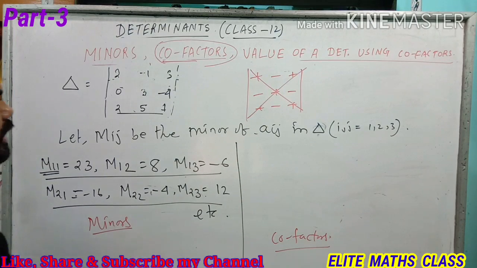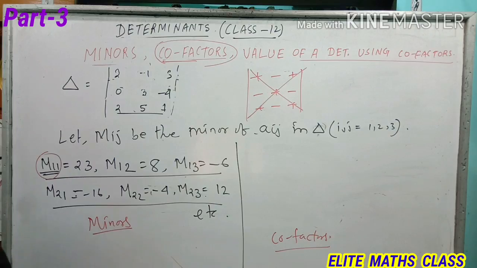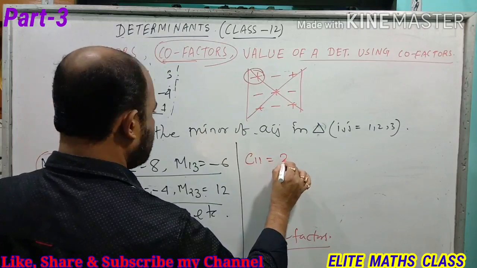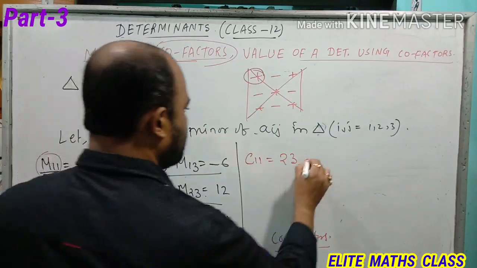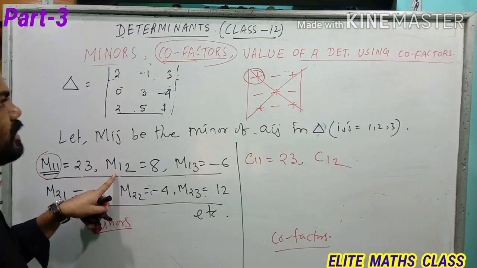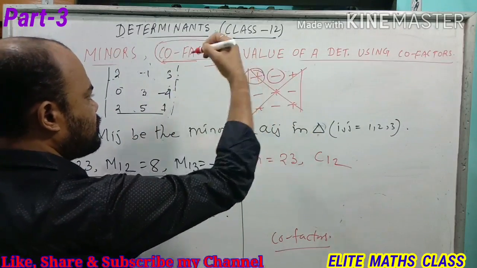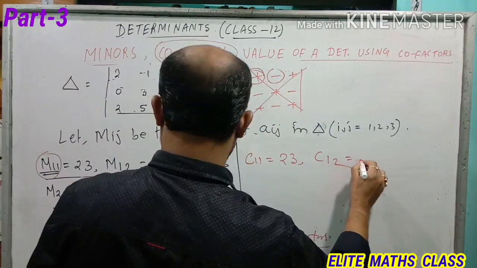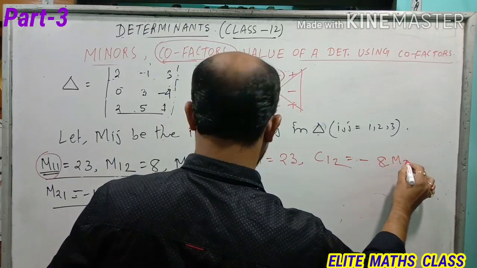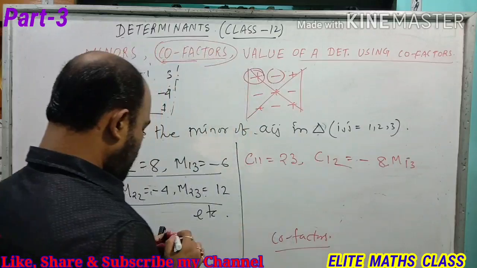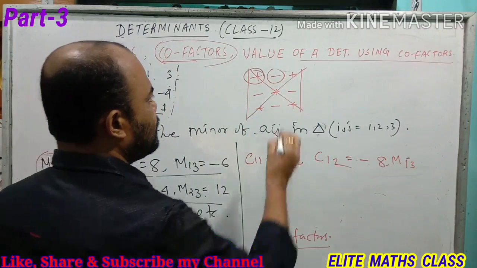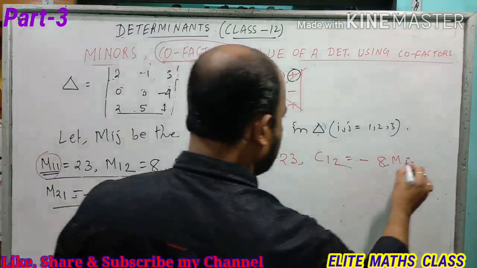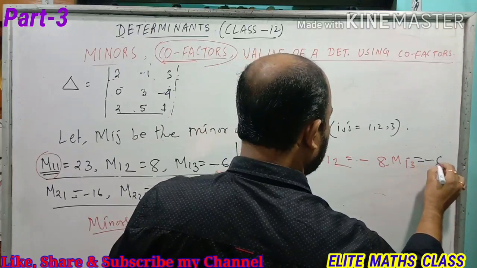of their minors. Now say M11, what is the position? This one, it is plus, so its cofactor will be the same as its minor. Now C12, which position? C12 is this position. The sign of the position is minus, so its minor is 8, so its cofactor will be minus 8. Then M13, whose position? M13 is the third position of the first row, it is plus, so its minor and cofactor have the same value, that is no change.